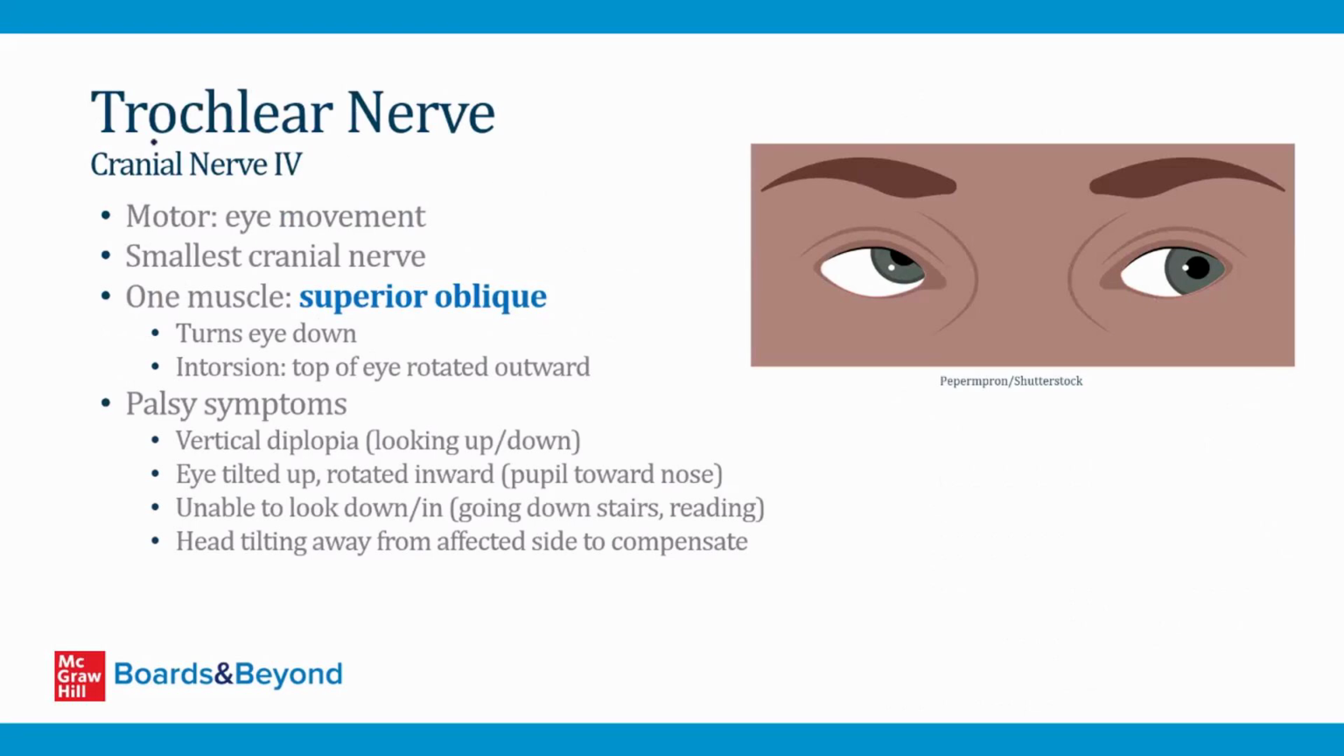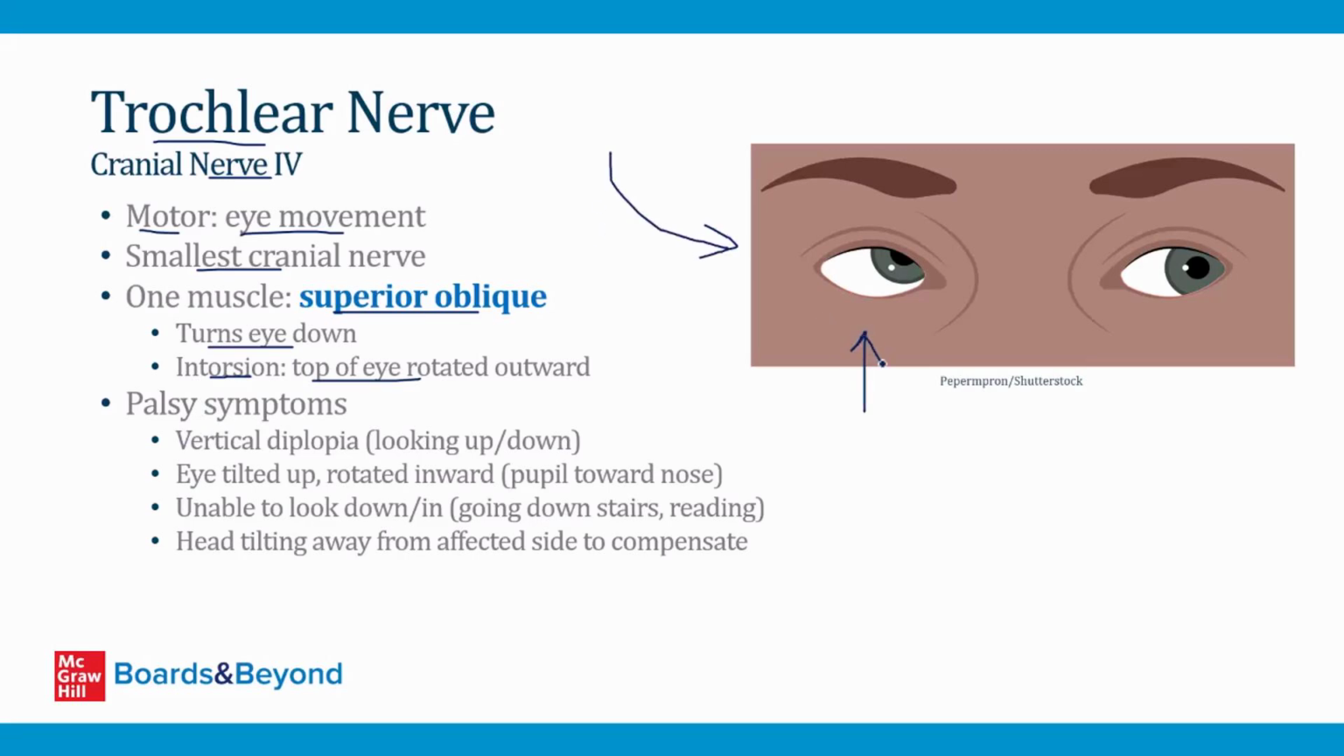Okay, our next cranial nerve is the trochlear nerve, also known as cranial nerve number 4. It's a purely motor cranial nerve, and it's responsible for eye movement of one muscle that we already talked about. That's the superior oblique. It's the smallest cranial nerve, and the reason it's so small is because all it does is innervate this one muscle, the superior oblique. This muscle is responsible for turning the eye downward and for intorsion, which is rotating the top of the eye outward. So if you have a lesion of this cranial nerve, the symptoms will be an eye that looks like what's shown here on the slide.